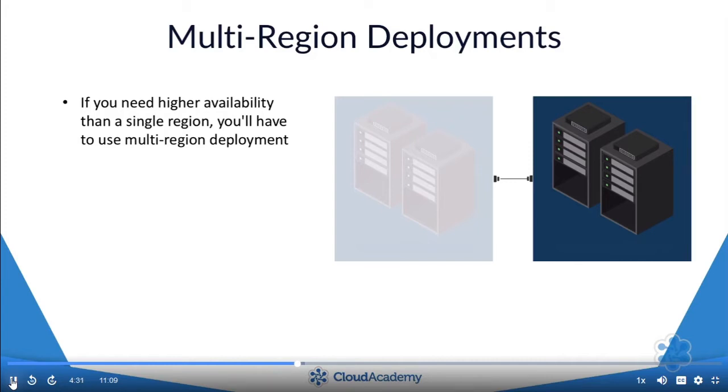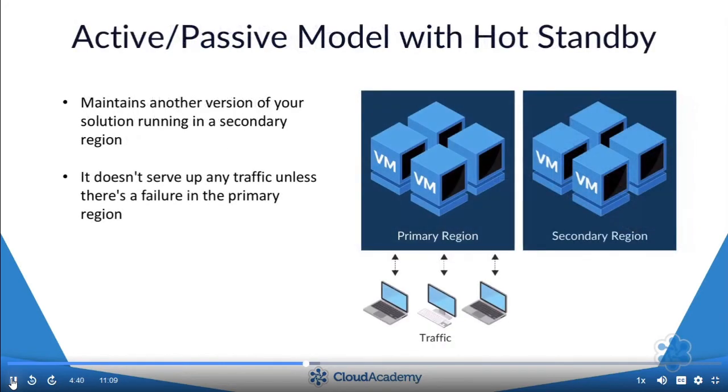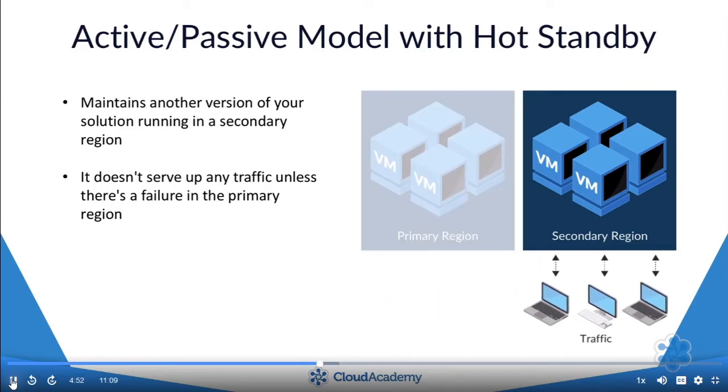When it comes to multi-region deployments, there are different options for how you might configure things depending on your availability requirements and your budget. If you need an extremely high level of availability, then you can use an active-passive model with hot standby. With this approach, you have another version of your solution running in a secondary region, and it doesn't serve up any traffic unless there's a failure in the primary region.